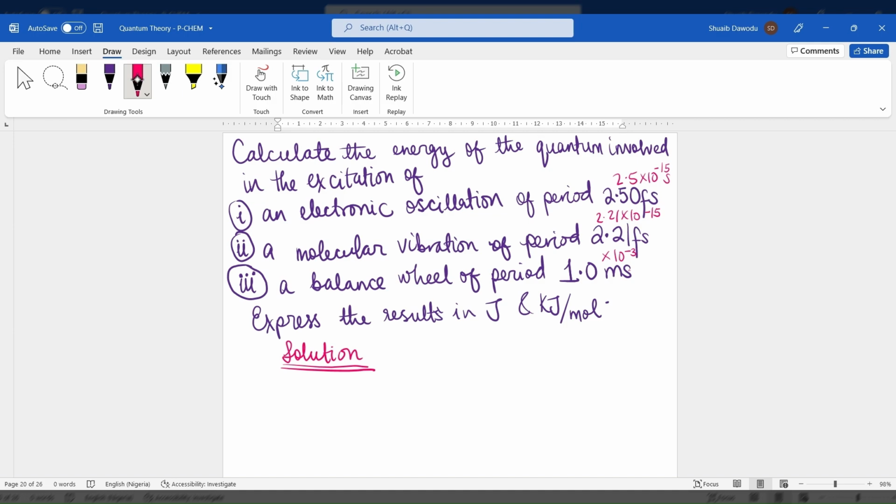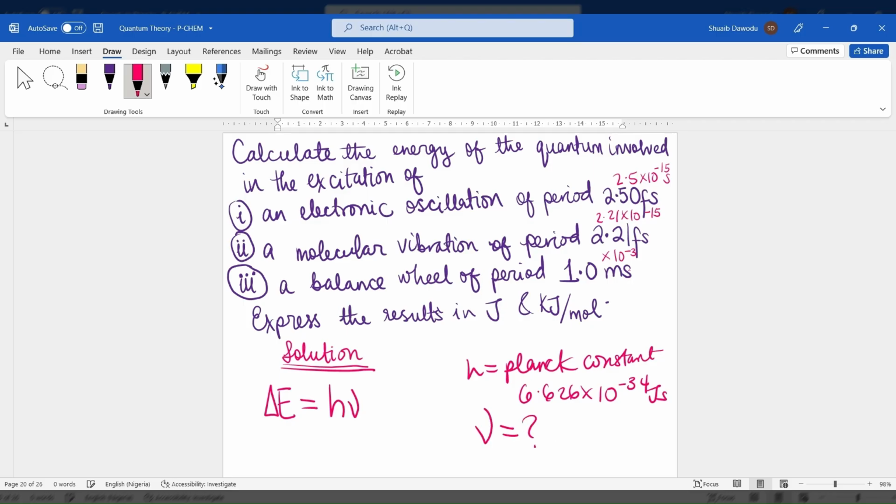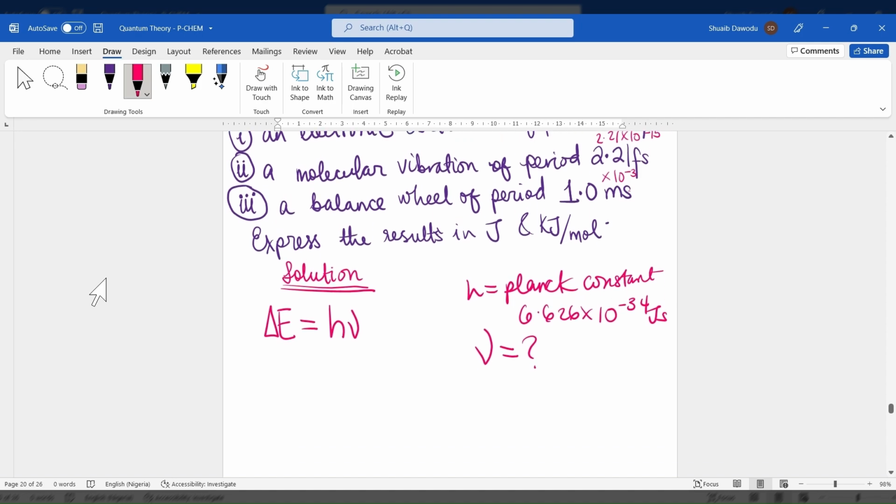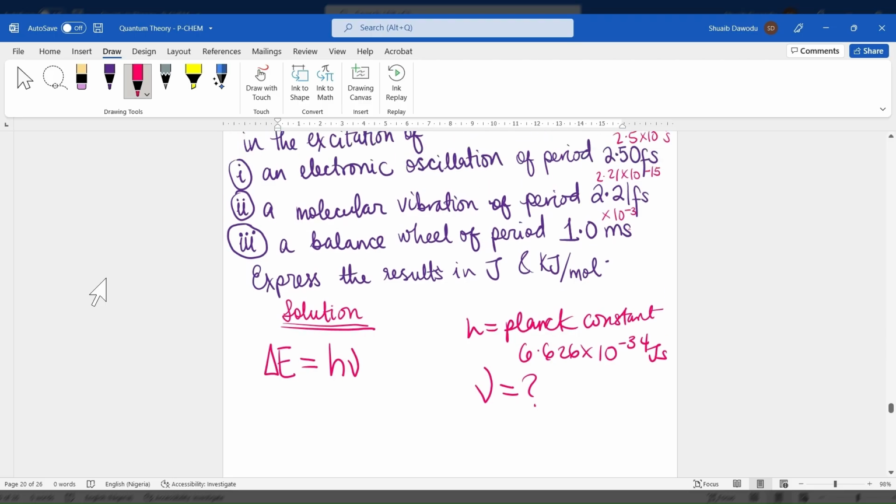So the first thing now that we have all of this information clear is to write out the energy. The energy of quantum is simply equal to h times frequency, where h is Planck's constant, which is 6.626 times 10 raised to the power of negative 34 joule seconds. And the frequency was not given to us, so we need to calculate the frequency in order to determine the energy of the quantum.